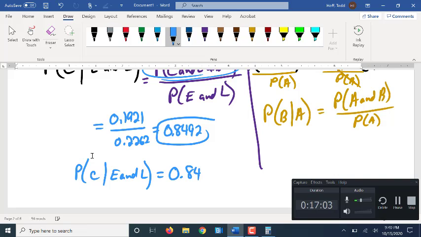Now, WebAssign is algorithmic, so it might change the numbers that you have a little bit, but it is that same basic concept to find those two probabilities. So hopefully that helps out. Please let me know if you have any questions.